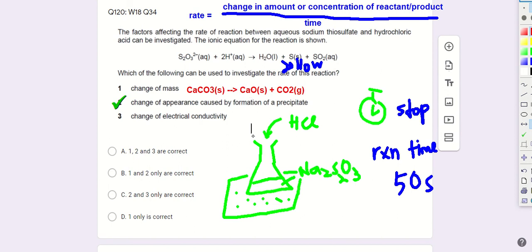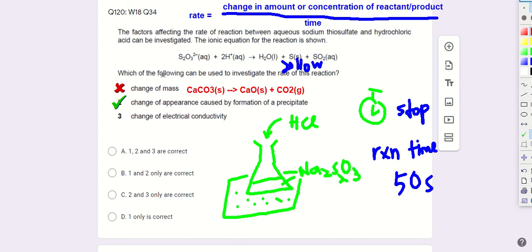But here, thiosulfate and acid, I get water, I get solid sulfur, I get SO2 in aqueous form. There's no gas, nothing has escaped from this reaction. They all still stay in the same flask. So no change in mass. I cannot use change of mass to measure the rate of this reaction. So number one is not correct.